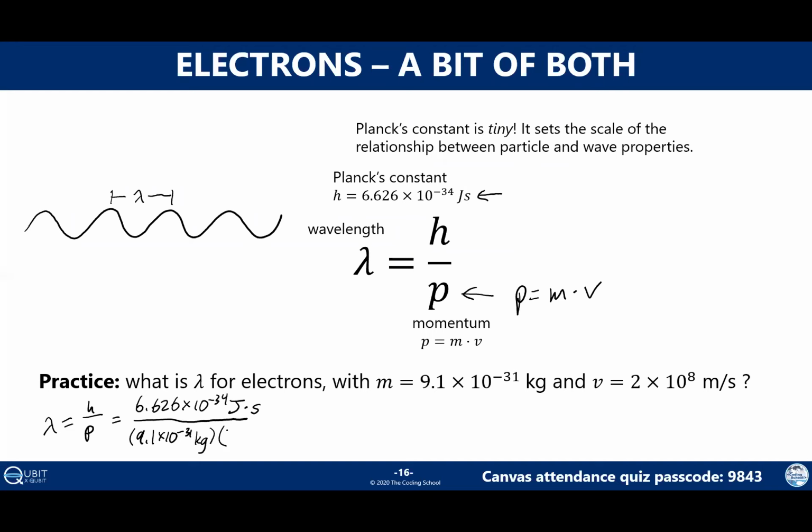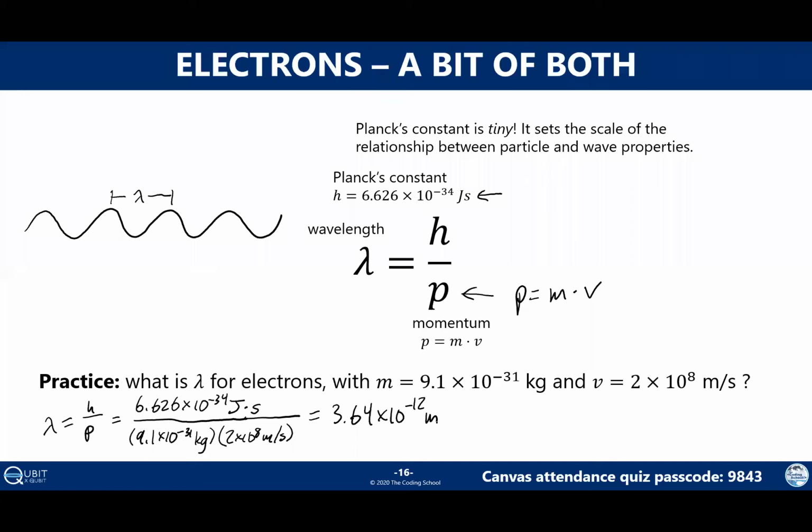And velocity is 2 times 10 to the 8 meters per second. So a little bit annoying to write down. I will tell you right now that all of these units cancel out. If you expand what joules are in terms of all the others, this will all simplify out and we'll get something in meters. So the wavelength here is about 3.64 times 10 to the minus 12 meters. And again, you just plug this into a calculator. Hopefully I'm actually correct here, and this is what you would get.